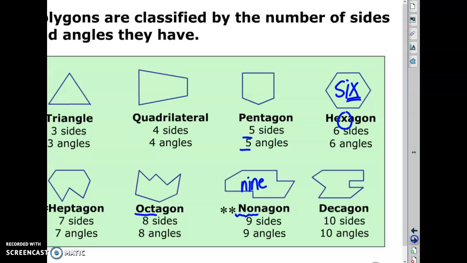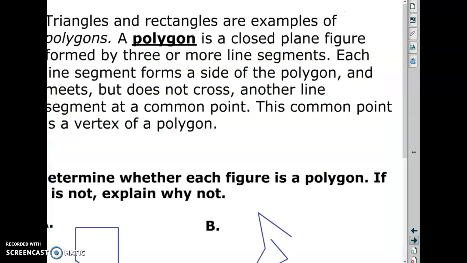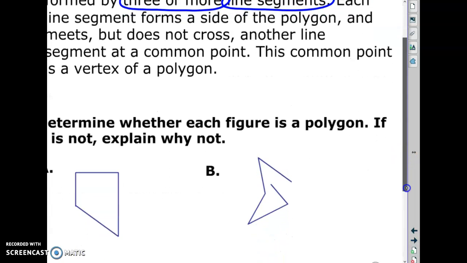If you have a shape that has over 10 sides, like if you had a shape with 14 sides, it's usually just called a 14-gon. A 13-sided shape would probably be called a 13-gon. Okay? So triangles and rectangles are examples of polygons. Has to be a closed shape with 3 or more line segments in it. Okay, to determine whether it's a polygon or not.